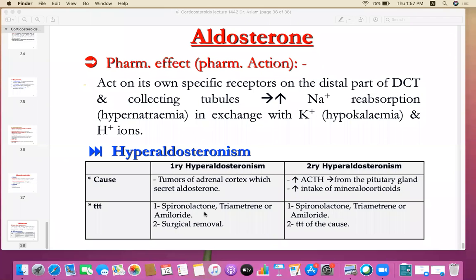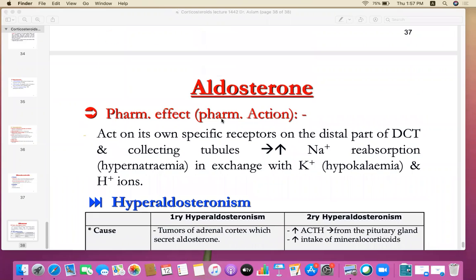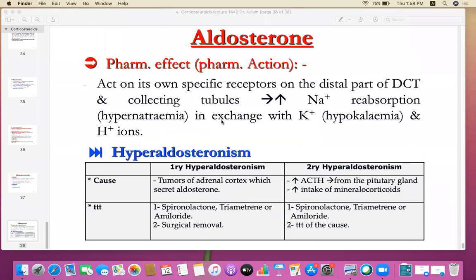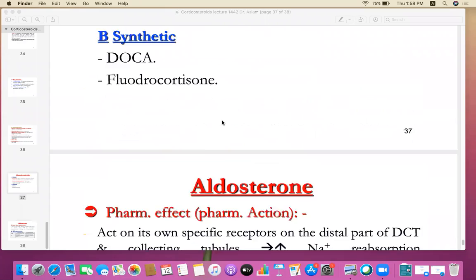And as a diuretic, we know that diuretic action causes a decrease in the blood pressure. It will decrease the blood volume and decrease the blood pressure. So spironolactone, triamterene, and amiloride are the treatment for hyperaldosteronism. And the last one is surgical removal. So this is all about the corticosteroids.